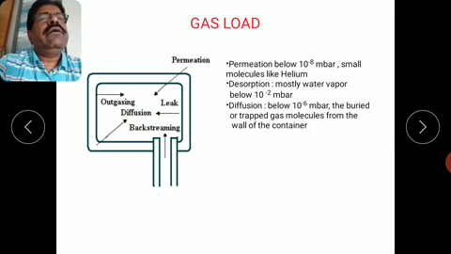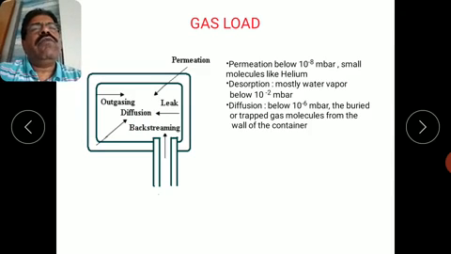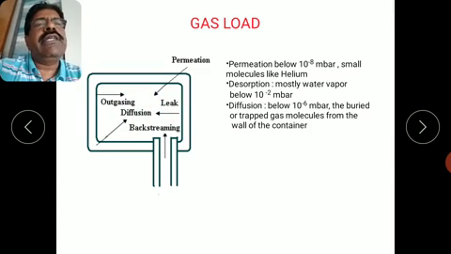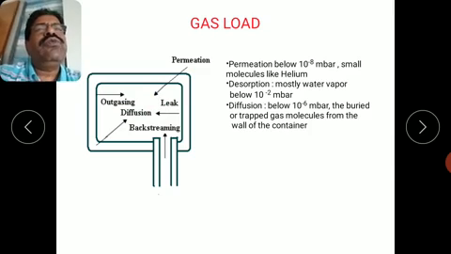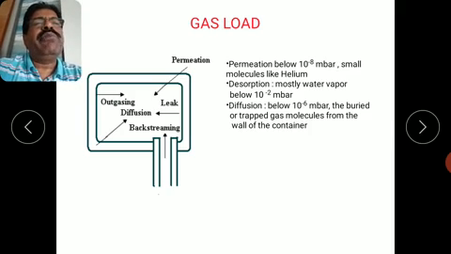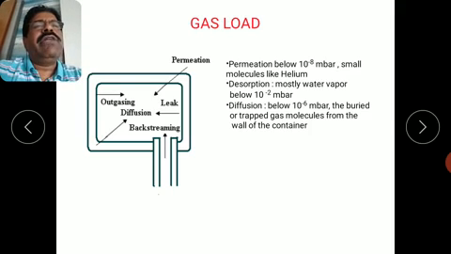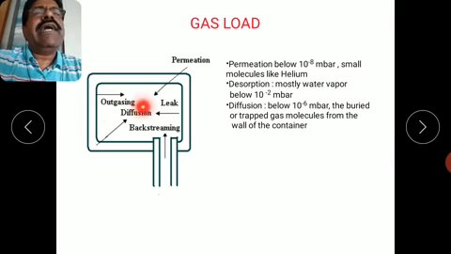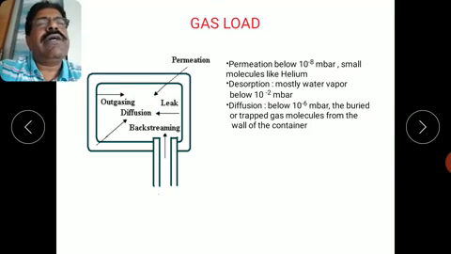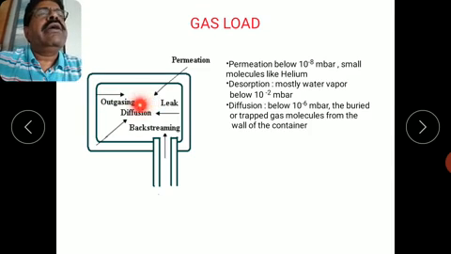Then outgassing. Whatever the different components present here, there may be some seals, there may be some walls. The material used for all these components also starts emitting gases. For example, the materials used for constructing these components, walls, and seals may be rubber or stainless steel or aluminum, whatever it may be. They release gases, and that is called outgassing. So at certain lower pressures, this outgassing also contributes to the gas load.